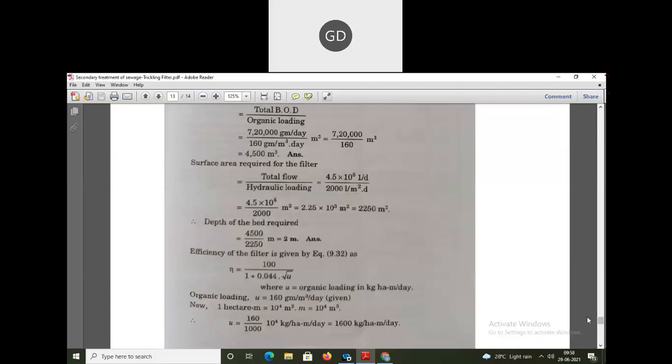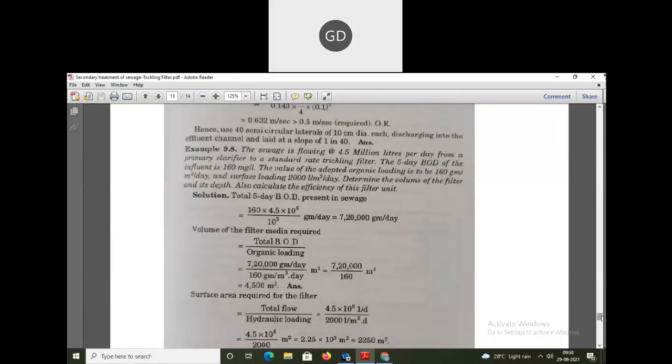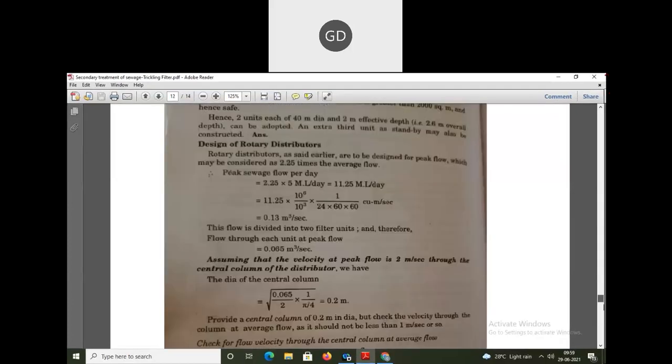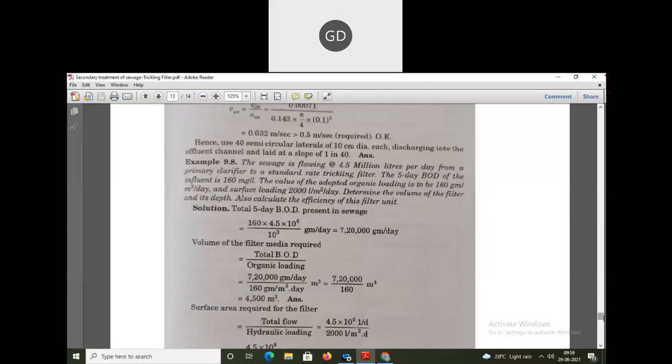Let us do one numerical related to this. The question says that sewage is flowing at 4.5 million liters per day from a primary clarifier to a standard rate trickling filter. The 5-day BOD of the influent is 160 milligram per liter. The adopted organic loading is 160 gram per meter cube per day, and the surface loading is 2000 liter per meter square per day. Determine the volume of the filter and its depth, and also calculate the efficiency of this filter unit.